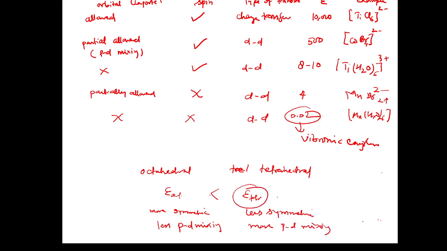That's why epsilon tetrahedral is greater than epsilon octahedral. Now I will not go into the detail of the term symbol, but a little bit I will go, and then just go to the charge transfer. In the term symbol, what is a term? Term is nothing but your bare energy level.